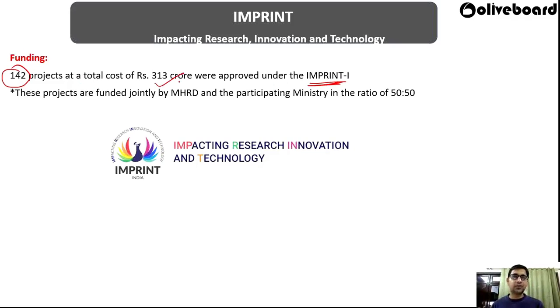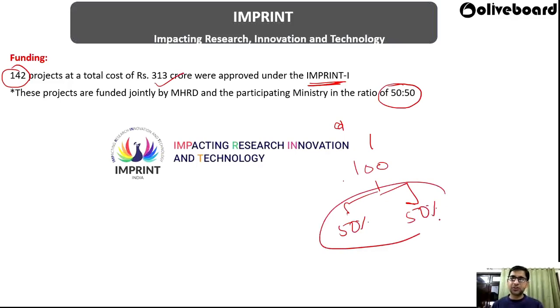for rupees 313 crores. These projects are funded jointly by the Ministry of HRD and the participating ministry in the ratio of 50-50%. That means if some projects are coming for 100 crores, then 50% will be provided by the Ministry of HRD and 50% will be provided by the ministry for which this project is going to work.